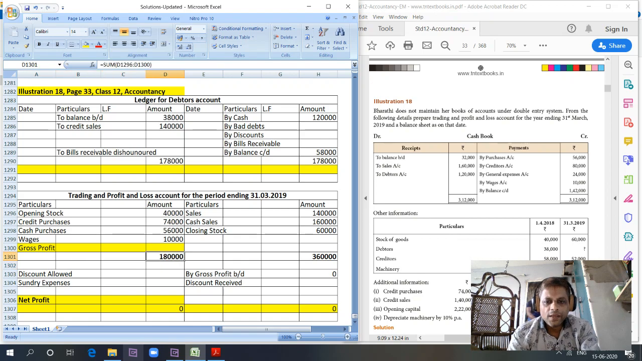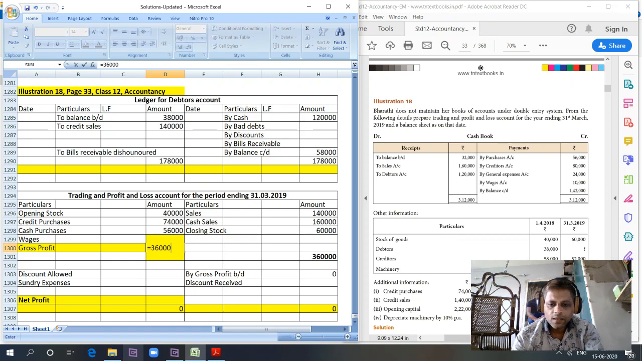So let's find out what is the gross profit. Gross profit is equal to 3,60,000 minus 1,80,000. What is 3,60,000? It is the total of credit side: cash sales plus credit sales plus closing stock. Minus opening stock, minus credit purchases, minus cash purchases, minus wages will give the balancing amount of 1,80,000 as the gross profit. So we carried forward the gross profit to the P&L account.